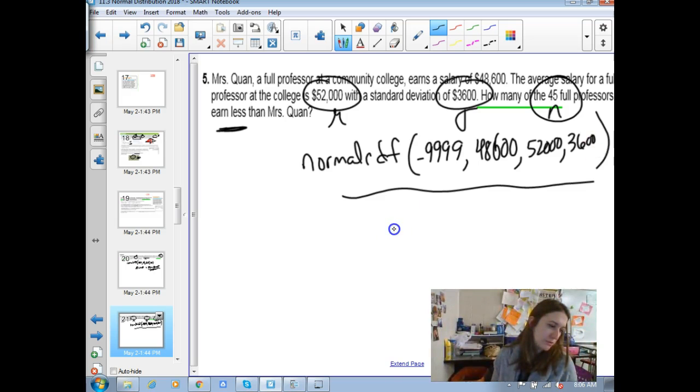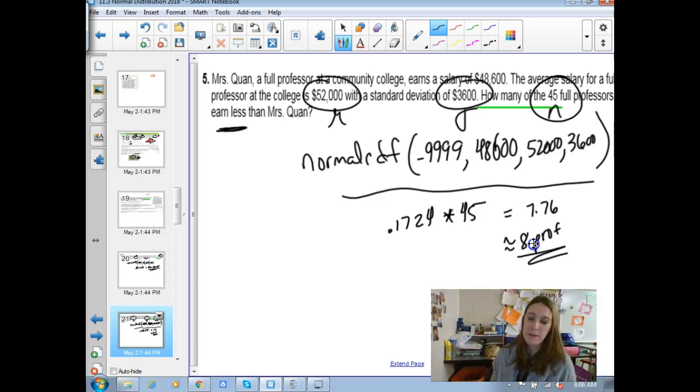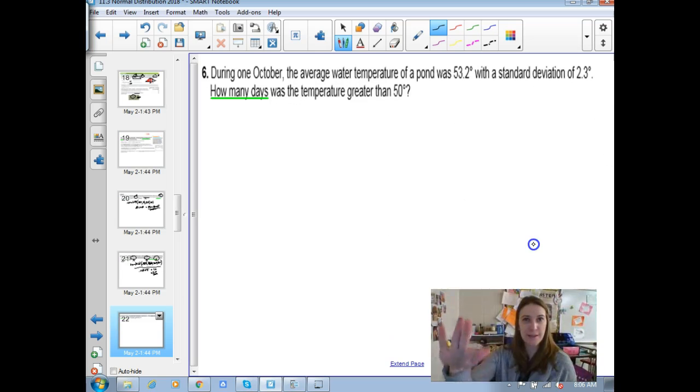is coming out to, I'm stealing some work from my coworker, it's like 0.1724-ish. But they want to know how many of the 45 professors fall into this category. So if I multiply it by 45, I get 7.76, which is about 8 professors. So that might be some interesting information to Mrs. Kwan there, that she doesn't make very much money, and maybe she needs to investigate that. Get a lawyer.